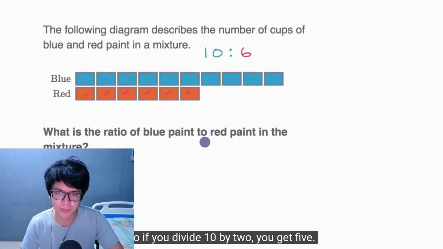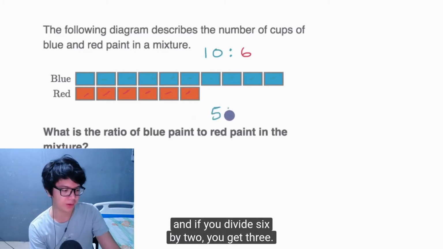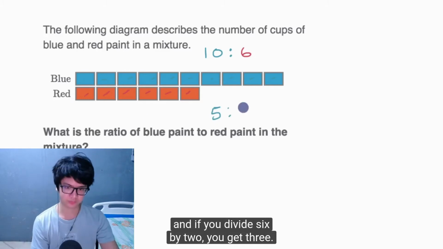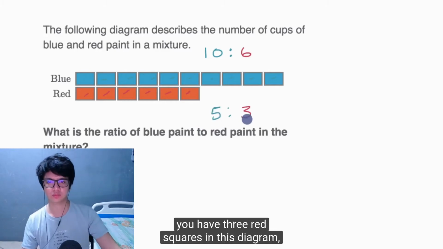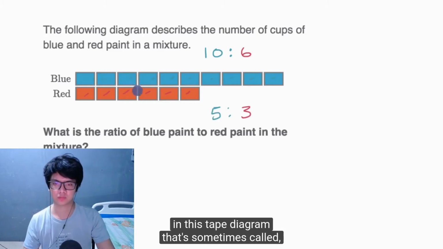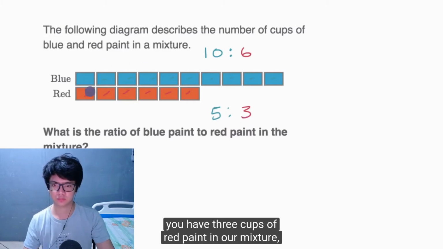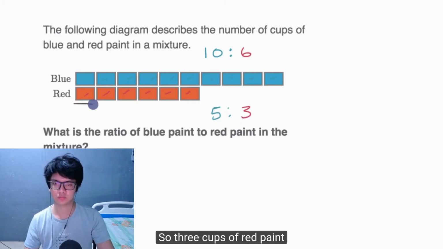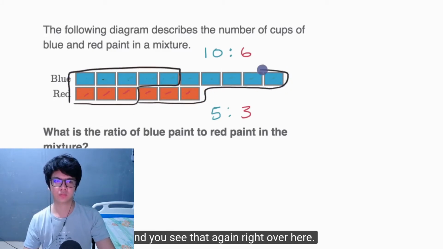So if you divide 10 by 2, you get 5. We'll do a blue color. And if you divide 6 by 2, you get 3. So one way to think about it is for every 5 blue squares, you have 3 red squares in this diagram, in this tape diagram that's sometimes called. Or you could say for every 5 cups of blue paint, you have 3 cups of red paint in our mixture. And you could even see that here. So 3 cups of red paint and 1, 2, 3, 4, 5 cups of blue paint. And you see that again right over here.